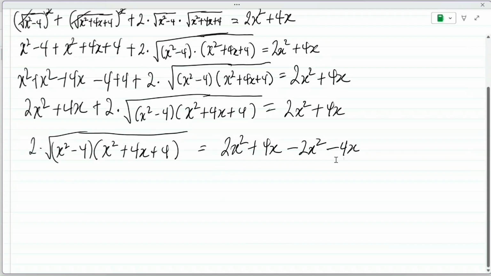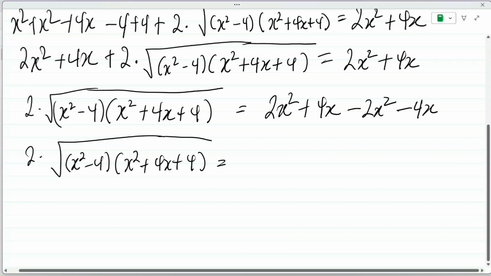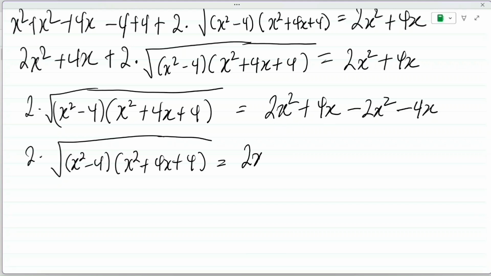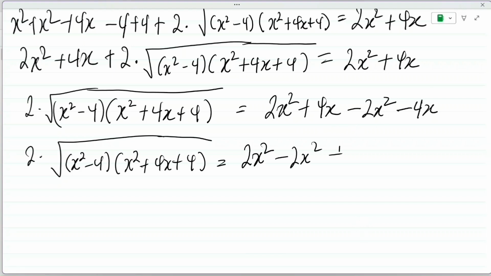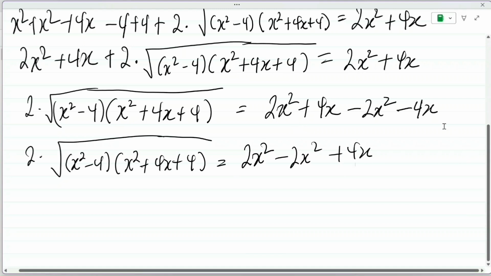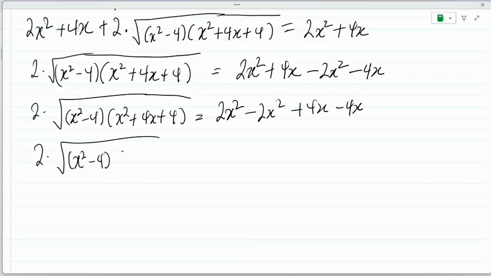On the next line, we collect like terms on the right and we solve. We have 2 times square root of open bracket x squared minus 4 close bracket in second bracket x squared plus 4x plus 4 close bracket equals, here we collect like terms. You have 2x squared, this 2x squared minus 2x squared, plus 4x, that's this 4x, then minus 4x. We have 2 times square root of x squared minus 4 in one bracket, x squared plus 4x plus 4 in second bracket.